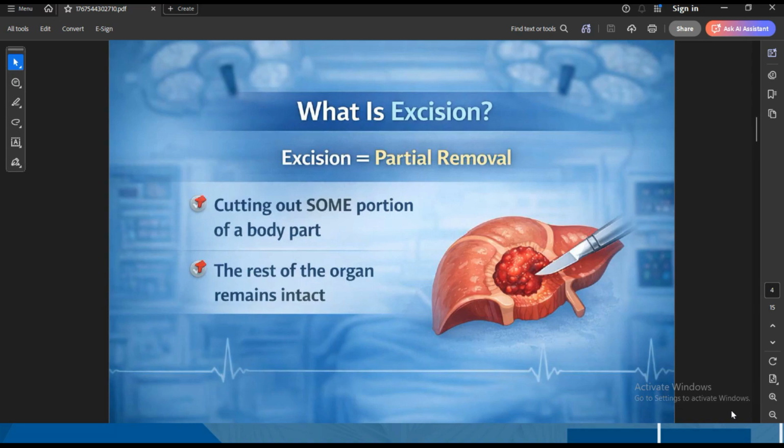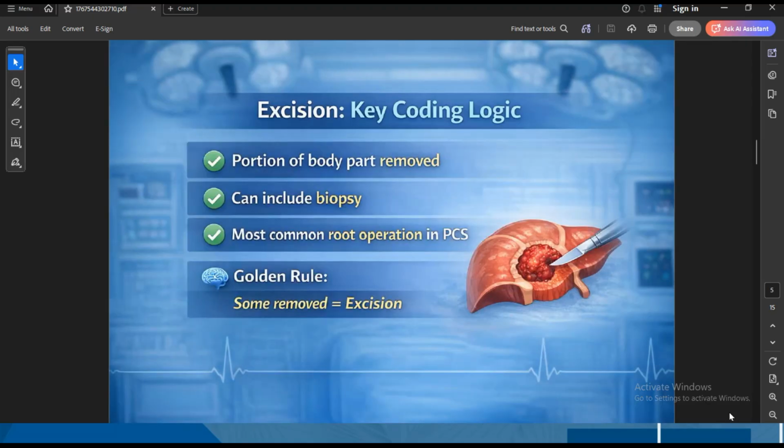Most of the time, excision is performed for biopsy procedures. So what is the key point you need to remember here? Some part removed is equal to excision. Whenever the documentation mentions that only part of the organ or part of the tissue was removed, you need to consider it as excision.